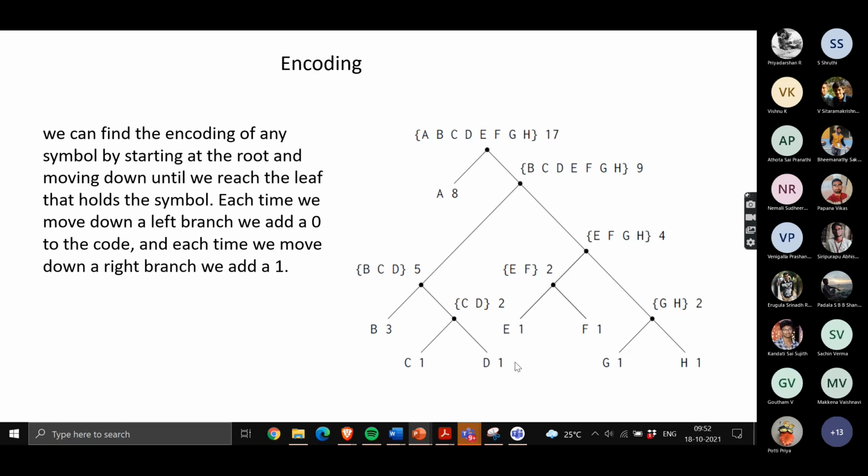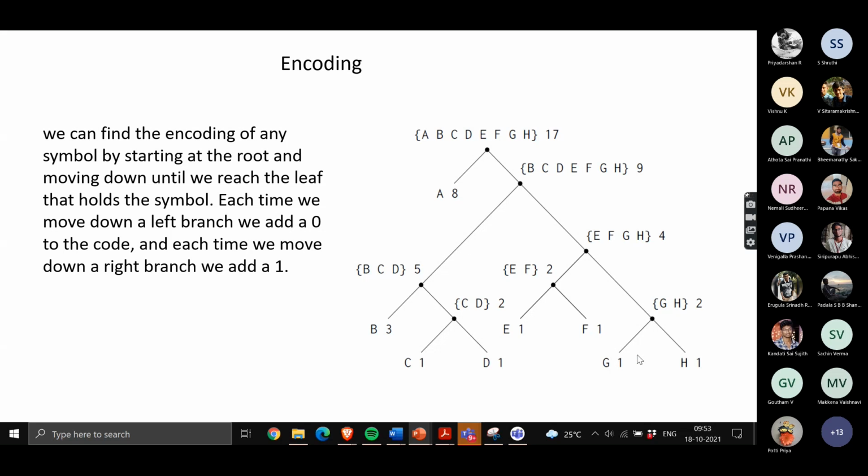So now I want to get a code for D. Can you tell me what the code is? Start from the root node. You have to go right, so you put 1 in your code. Then go left, 0, then right 1, another right 1. So you reach D. What is the encoding you will use for representing D? 1011. Yes, so 1 0 and then 1 1.